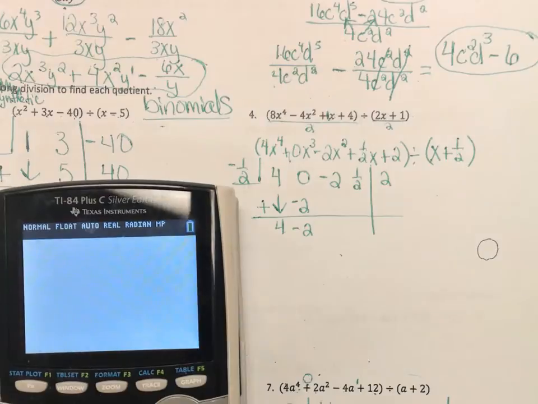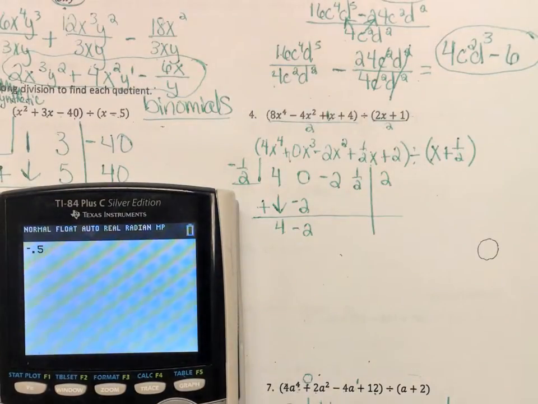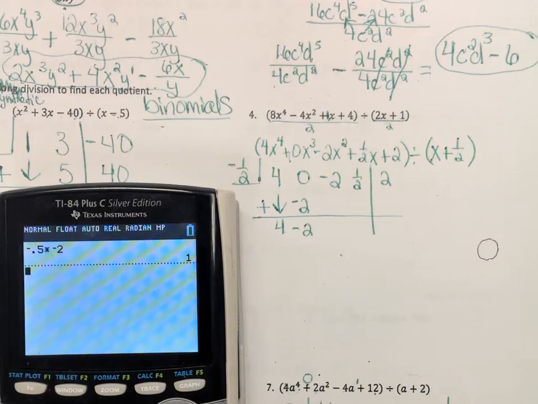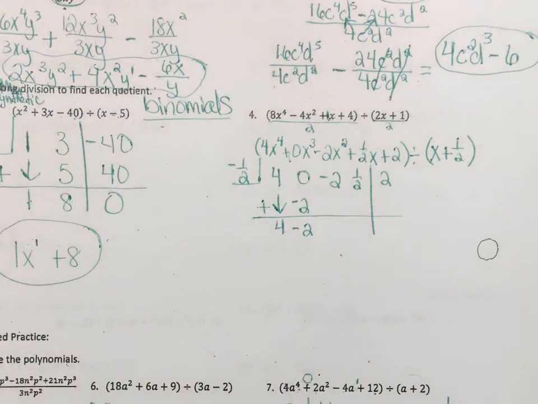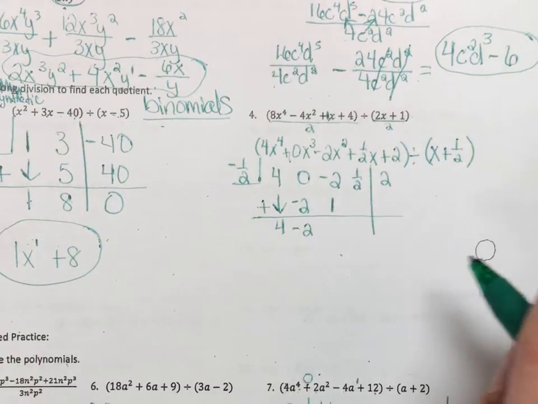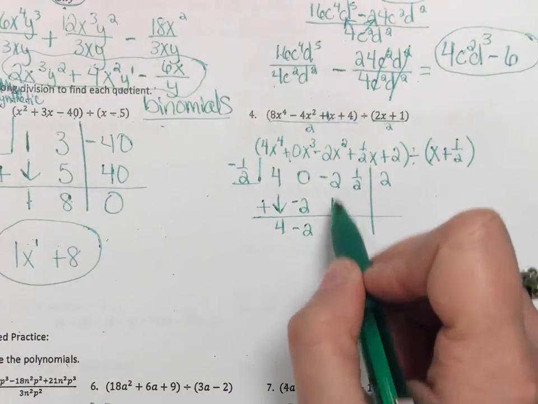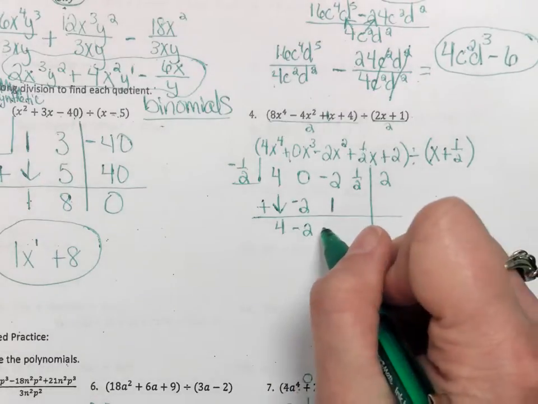All right, same thing. You can either use negative 0.5 times negative 2, or you can do negative 1/2 times negative 2. So you can do negative 1 slash, 1 divided by 2, enter, and then times negative 2. 1. Yep, so positive 1. All right, add these and what do you get? Negative 1.